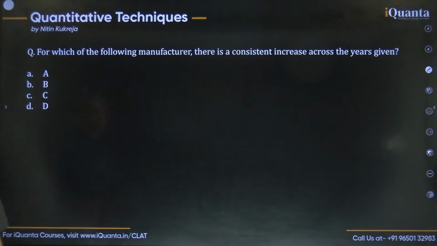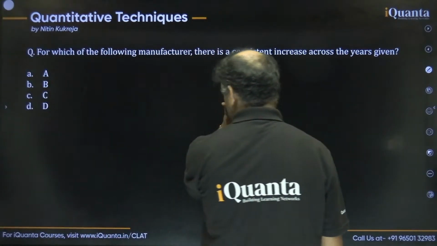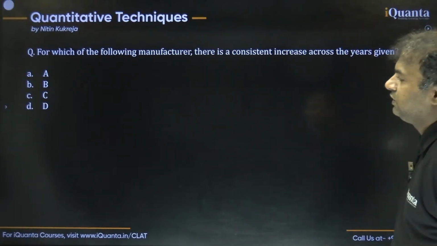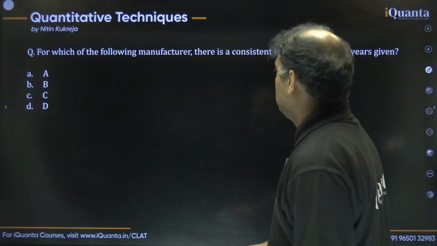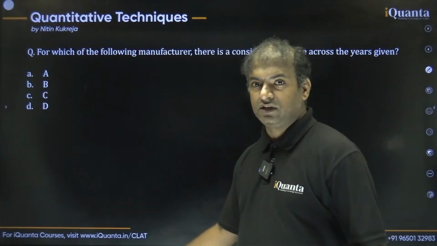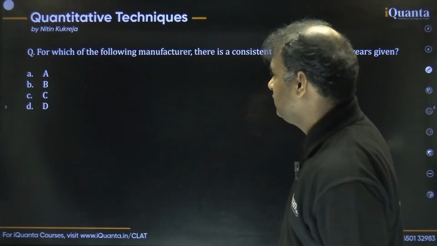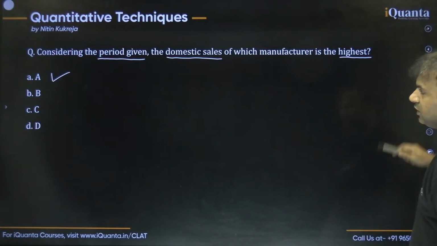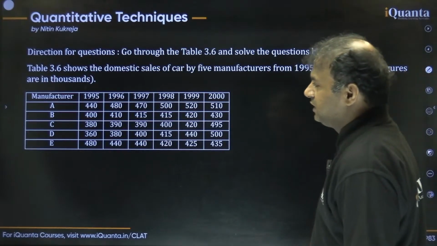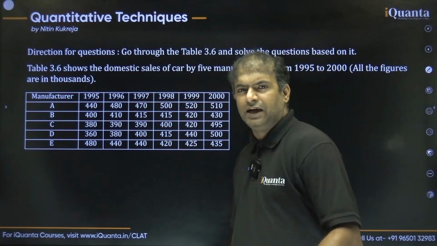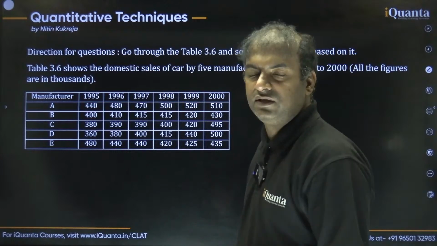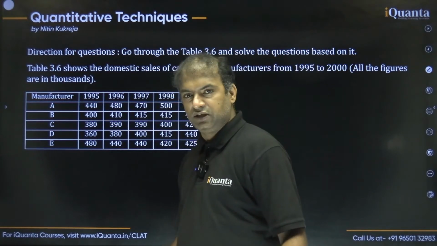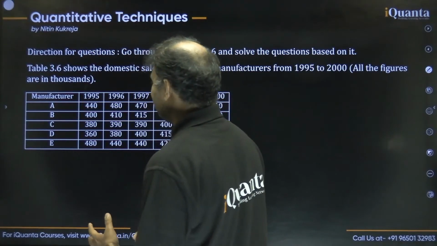The question says: for which of the following manufacturers is there a consistent increase across the given years? The manufacturers we have are A, B, C, D. Let's see for which manufacturer this is happening. We have to check it one by one. In the options we have only A, B, C, D. We do not have manufacturer E, so we can avoid thinking about manufacturer E right now. Let's only think about manufacturers A, B, C, and D, and see which manufacturer has the consistent increment.